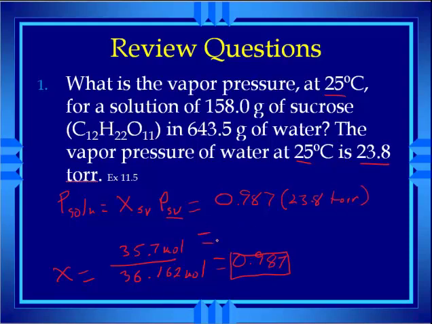and when we work that out, we get a value of 23.5 torr. So we can see here that by adding a little bit of sucrose, we are lowering the vapor pressure from 23.8 down to 23.5. Not very much, right? But the important point is that by adding particles, we did do that. So let's try another one.